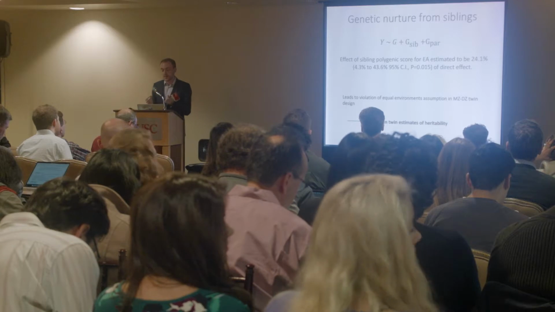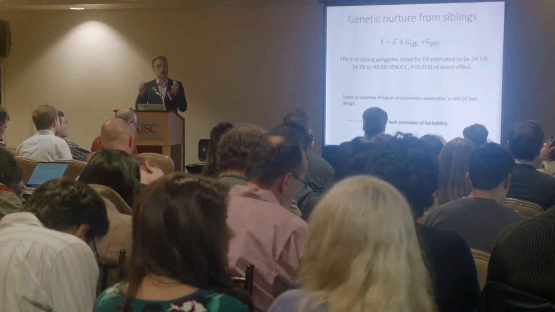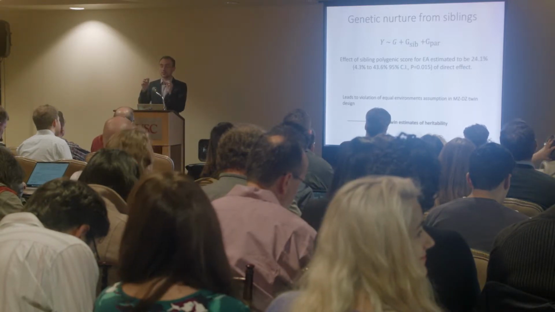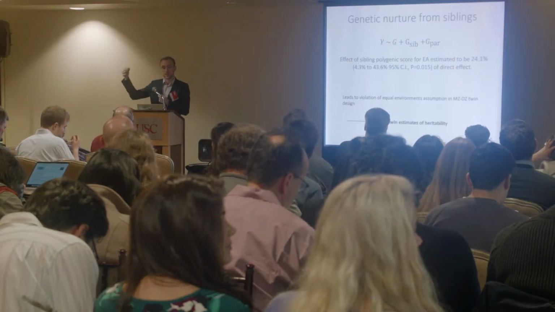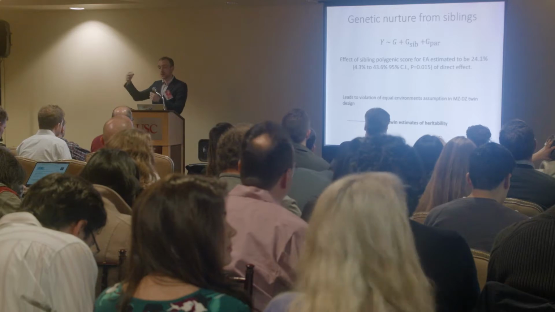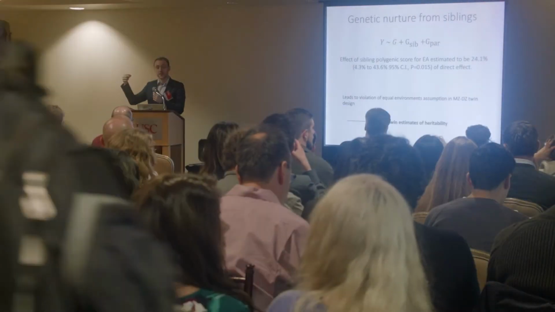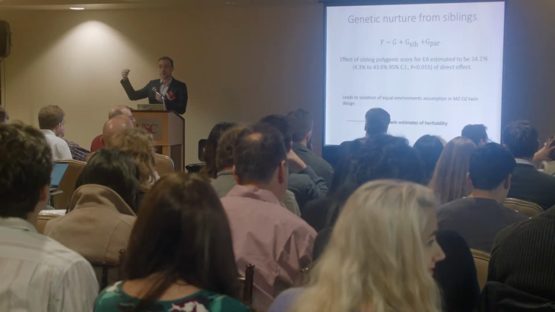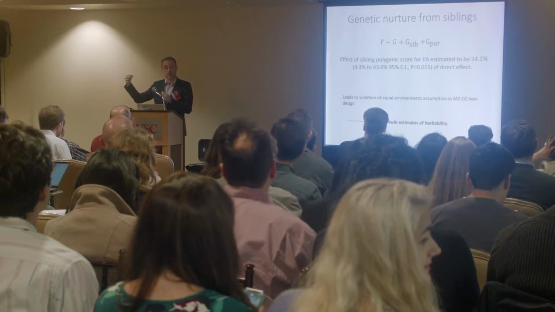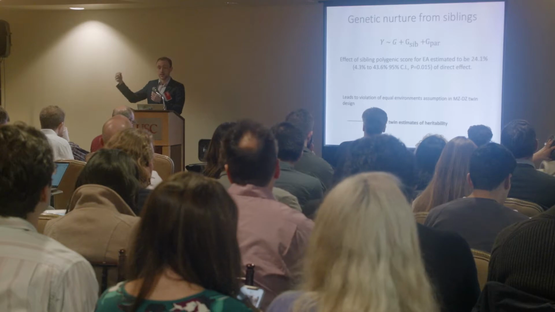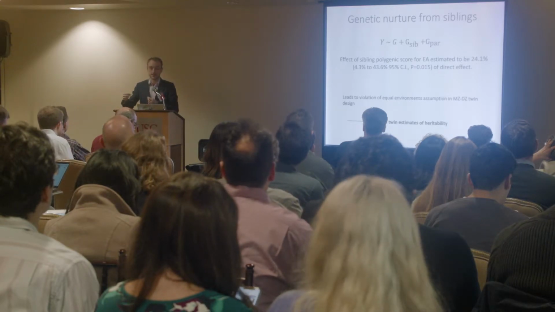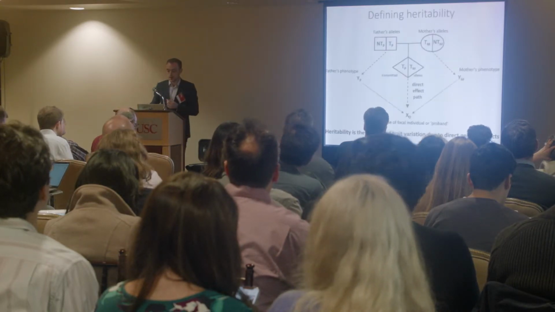This leads to bias in the MZ twin, DZ twin design, because the design assumes that there's equal environmental similarity between monozygotic and dizygotic twins. But if part of the environmental similarity is actually driven by genetic similarity, then monozygotic twins are more genetically similar than dizygotic twins. So that necessarily biases the MZ DZ twin design.